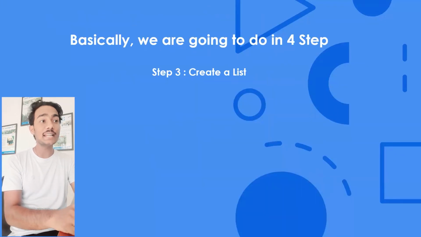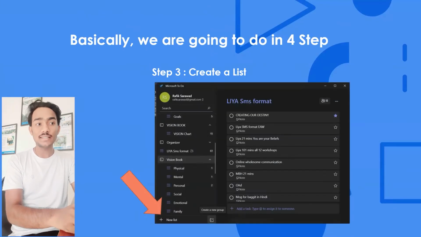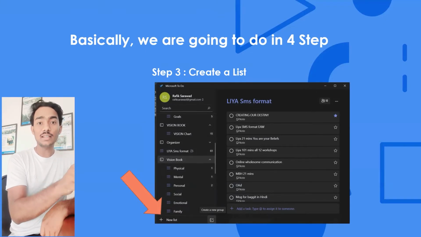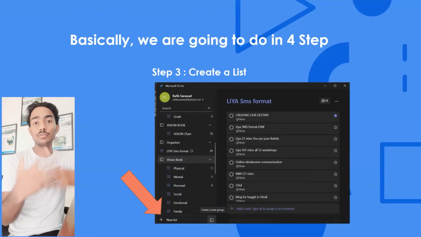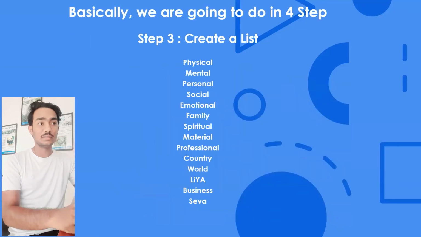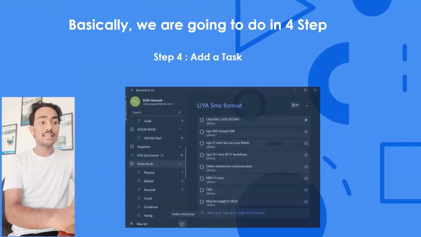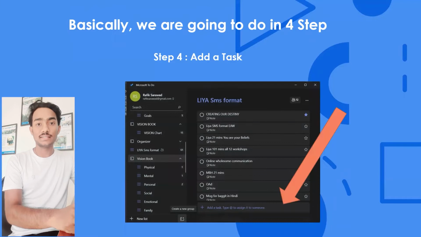And the second thing is creating a list, which means all the vision categories like physical, mental, personal, social. We can just click on new list and rename it as whatever vision category we have, like physical, mental, personal, social. These are all vision category lists. The last step is adding a task. Adding a task means our visions. We are going to add our visions. So now I will show you in a practical way.